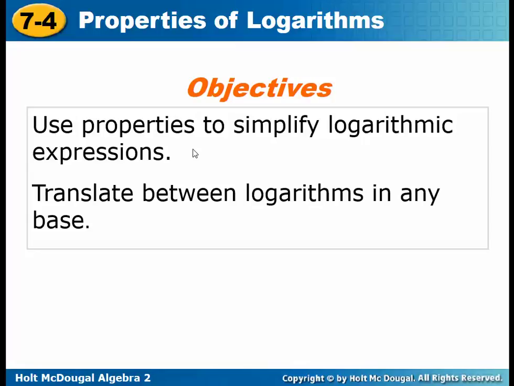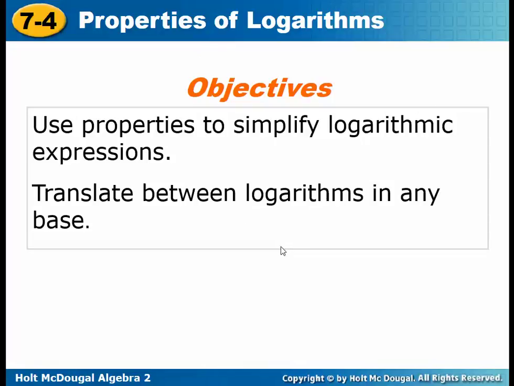Hello, this is Ms. DB, and in this lesson we're going to learn about properties of logarithms. This is from Chapter 7, Section 4. Our objectives are to use properties to simplify log expressions and to translate between logs in any base.